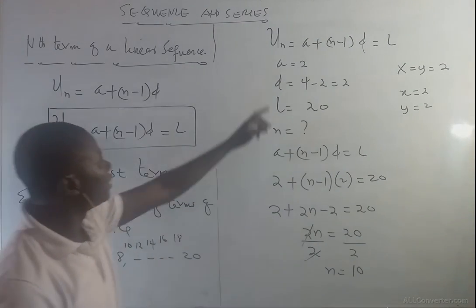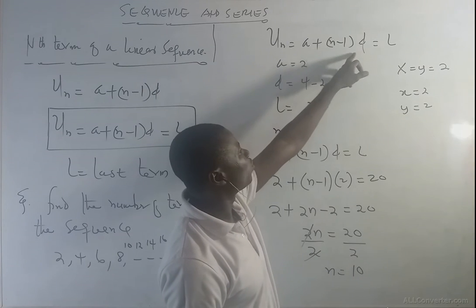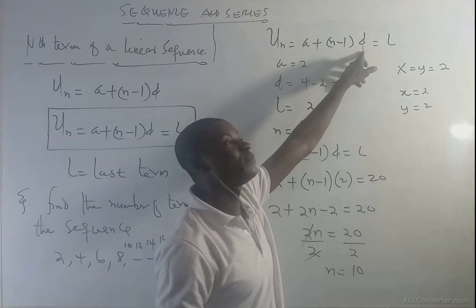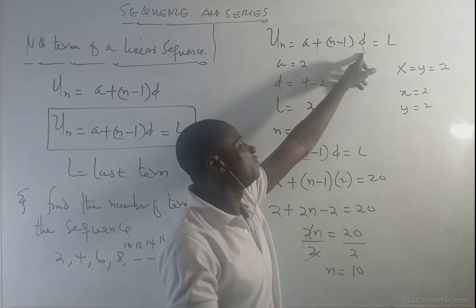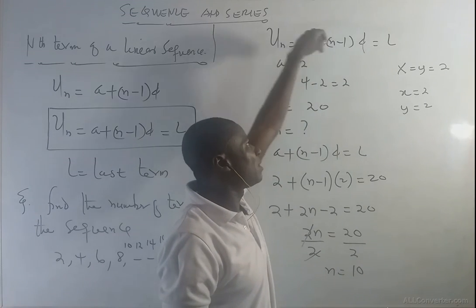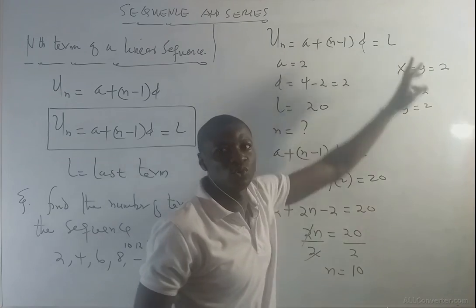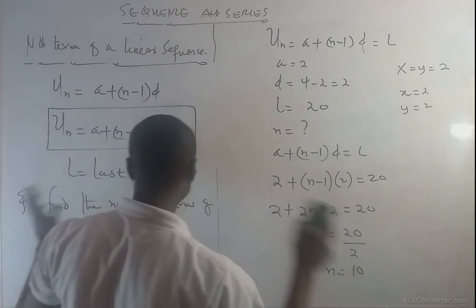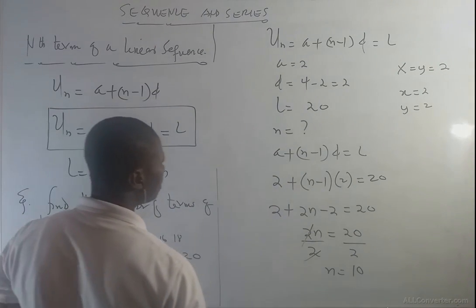So take note that un equals a plus n minus 1 d is the formula for finding the nth term of a linear sequence. But if the number of terms is not known, we can also find the number of terms when the last term is known. So take note so that you understand how and when to use each of the formulas.